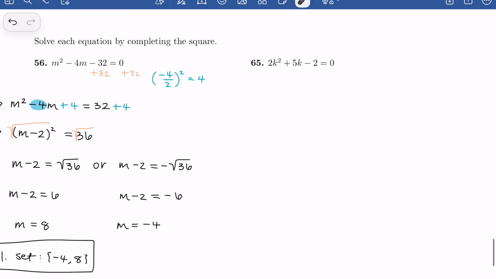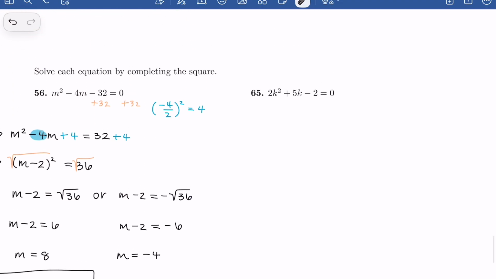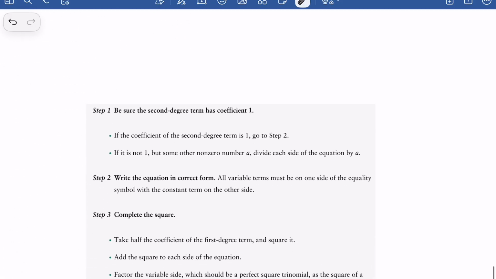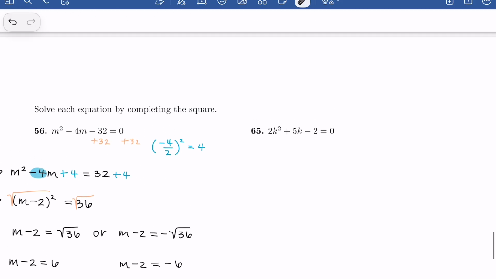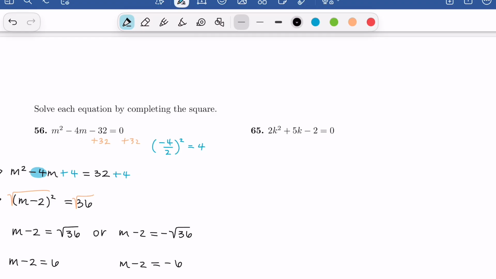Before we go ahead and divide both sides of the equation by this, though, there's actually an extra step that we need to do. We need to make sure that we have all of our variable terms on one side of the equation before we go ahead and divide it out. So we're going to add 2 to both sides of our equation here. We're going to end up with 2k squared plus 5k is equal to 2. And then now we're going to go ahead and divide out 2 on both sides of our equation.